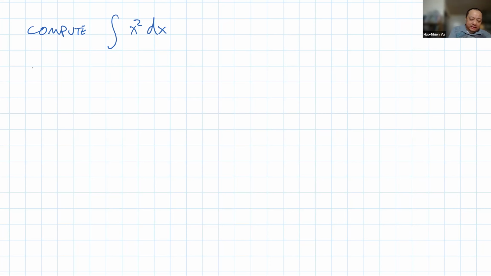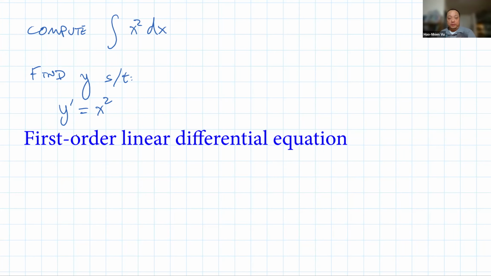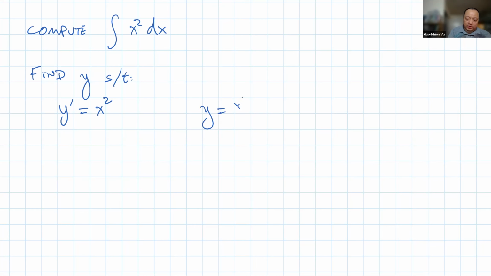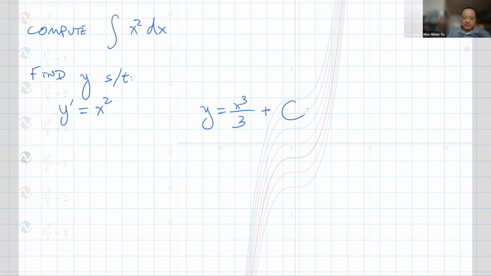That's the same thing as asking, find a function y such that y prime is equal to x squared. That's a differential equation. The highest derivative of y is y prime, so this equation is first order. Also, y prime and y appear in just linear form, so this is a linear equation. The fact that we have an x squared does not make it nonlinear, because for purposes of classifying a differential equation, we only look at y and its derivatives. This is a first order linear differential equation. And the answer is y equals x cubed over 3 plus c.